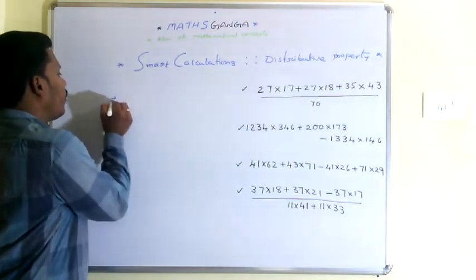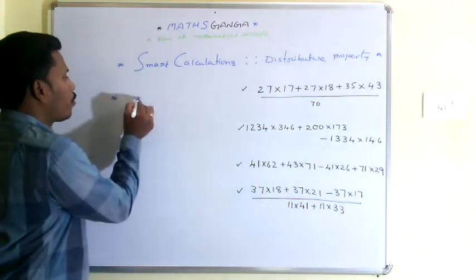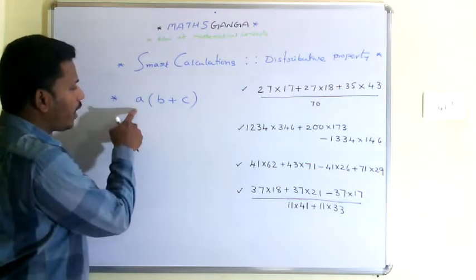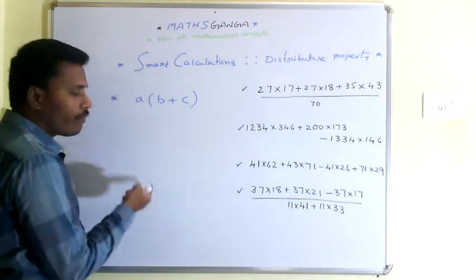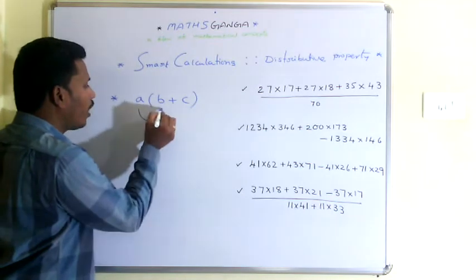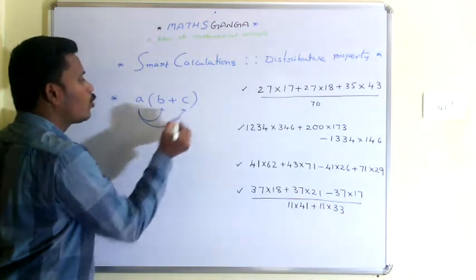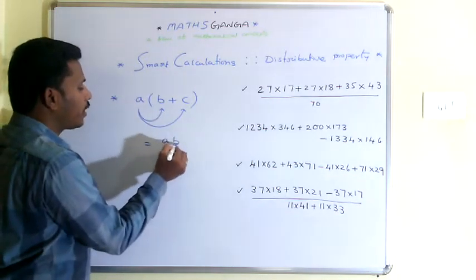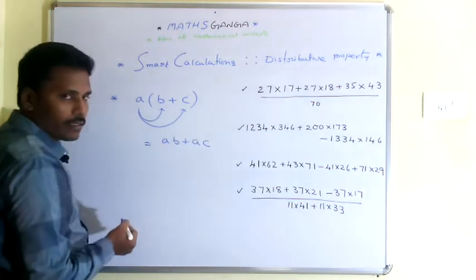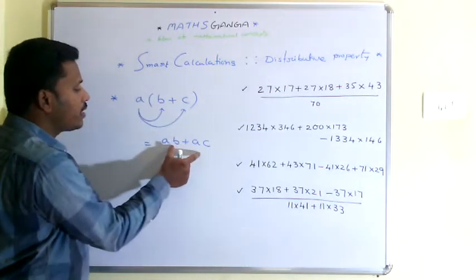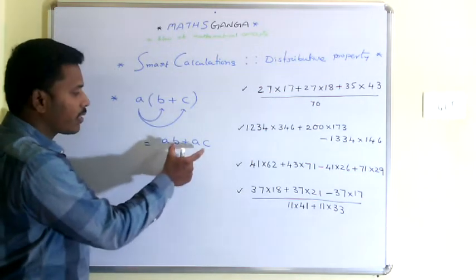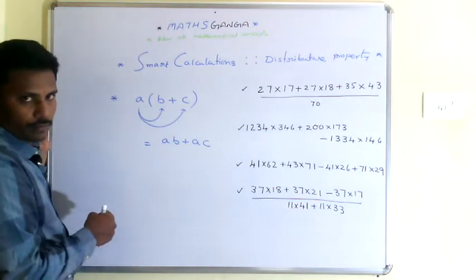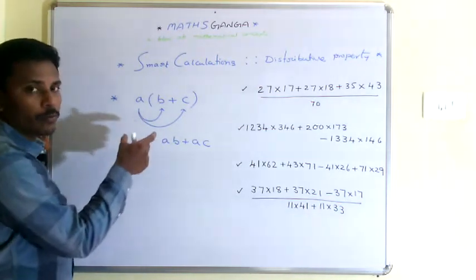We know the usual multiplications. Suppose we have a into b plus c. To multiply a with b plus c, what do we do? We distribute a to b as well as a to c. Then the distributive rule becomes a into b plus c is nothing but ab plus ac. Also ab plus ac is a into b plus c by taking a out. So this is the distributive property.